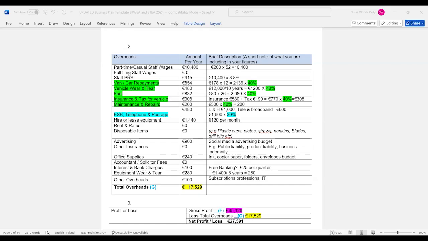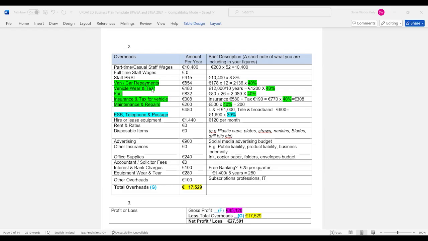So what I need to do now is go down through each item, and I need to see, have I any car or van repayments? €178 a month is the car repayment figure. Multiply that by 12 to get an annual figure, and then 40% of that figure relates to the business. So that's the amount I'm going to be including here under car repayments.